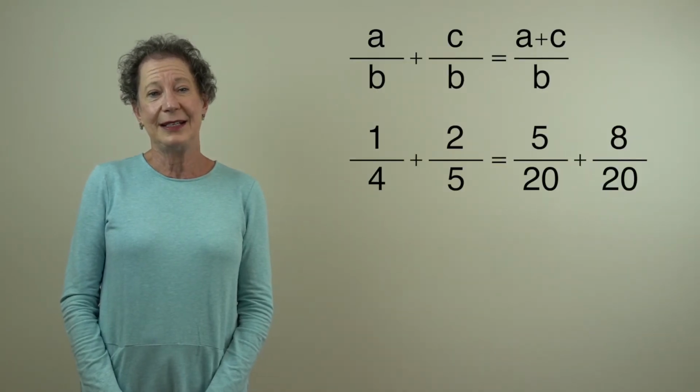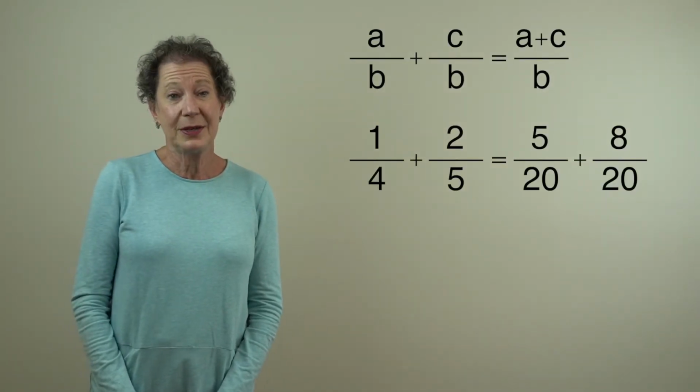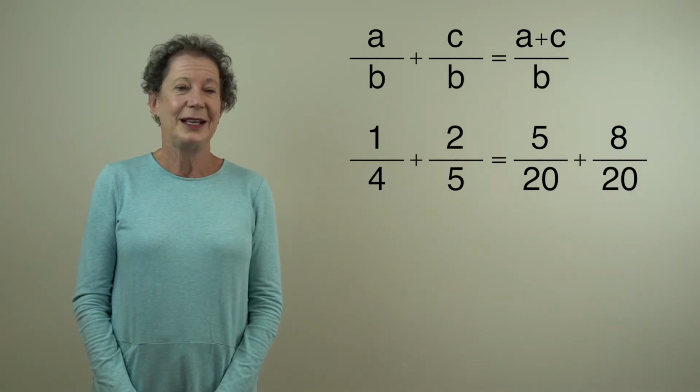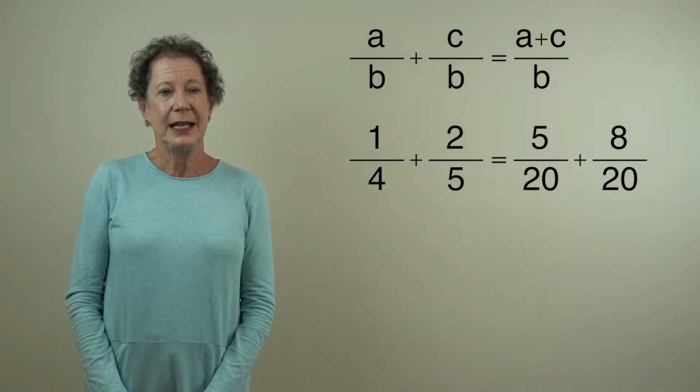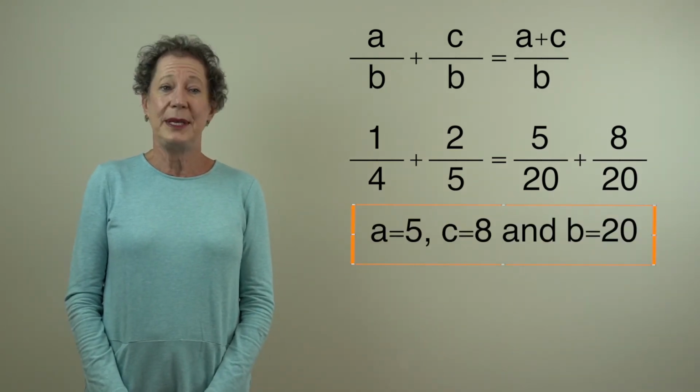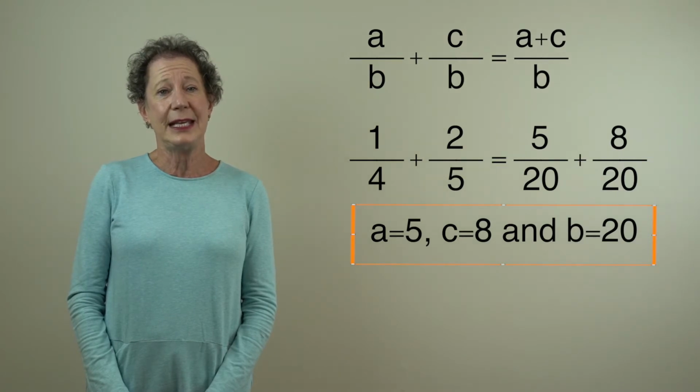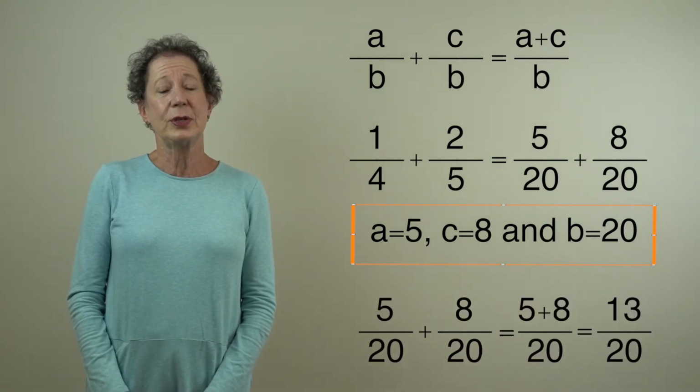Now we can add. We have apples added to apples now. We have a common denominator, so we can add. Using our algebra formula, a equals 5, b equals 20, and c equals 8. A plus c equals 13, and the sum is 13 over 20.